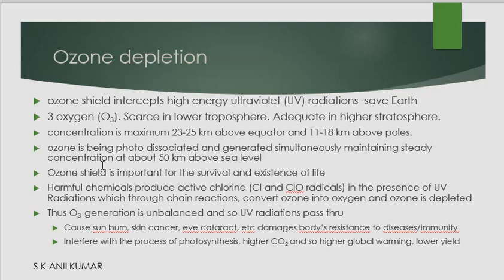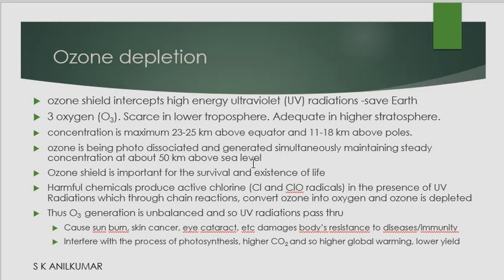Now, this ozone shield is very important because it intercepts the ultraviolet rays. It is important for the survival of life on earth. Now, harmful chemicals produce active chlorine, Cl or ClO radicals, in the presence of ultraviolet. This chlorine is going into the atmosphere. It is a pollutant. When the extent of this pollutant in the air is higher, then in the presence of this ultraviolet radiation, it will cause a chain reaction. And because of the chain reaction, the ozone will split into oxygen more, that is the dissociation will be more and generation will be less.